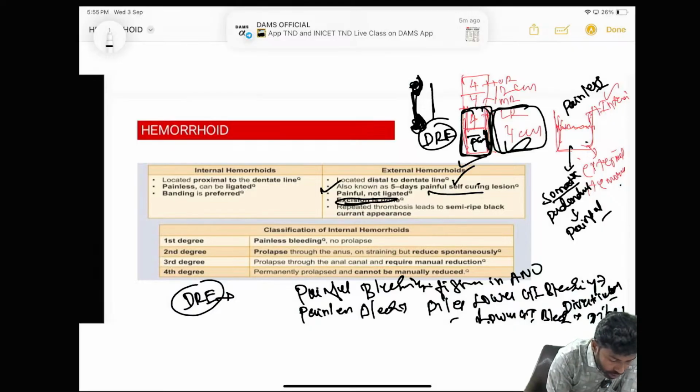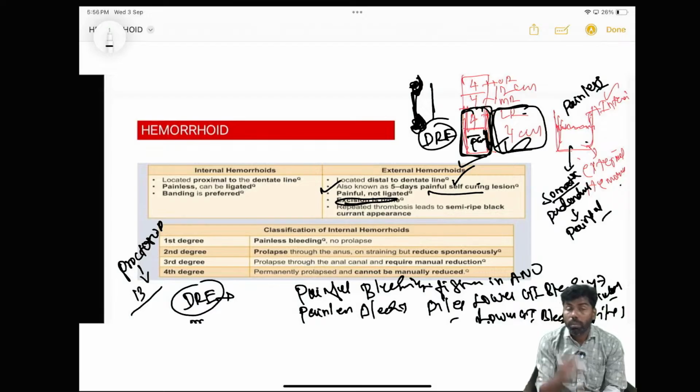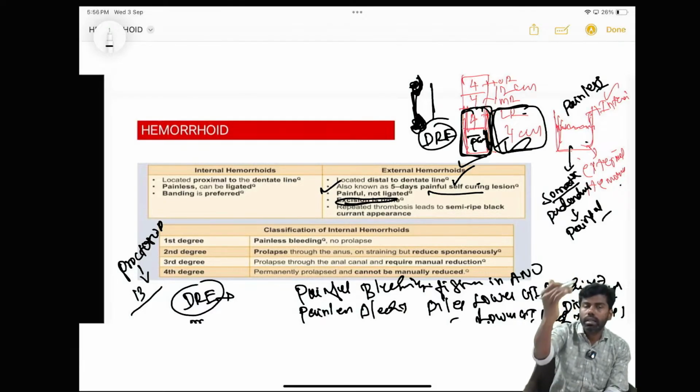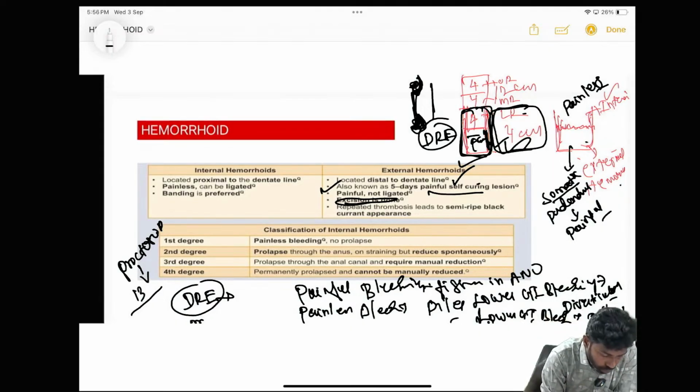If you are performing a proctoscopy examination of 13 centimeter, you can visualize very well the anal canal, lower rectum and middle rectum. Any lesion above the middle rectum, then there is no other way, you have to go for either sigmoidoscopy or colonoscopy. The best investigation will be colonoscopy.